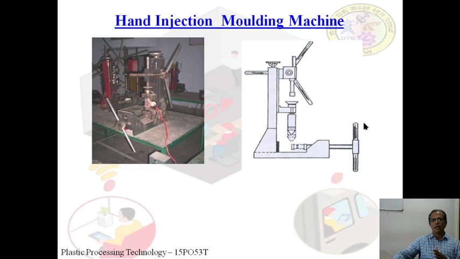This can be done by this lever, and the material is filled into the mold by means of this lever, which is attached to the rack and pinion arrangement. This is shown over here, and this is the electrical supply given to the heater provided over the barrel, and these are the levers to close the mold and to open the mold.